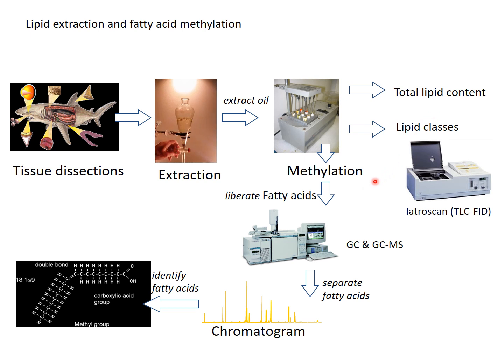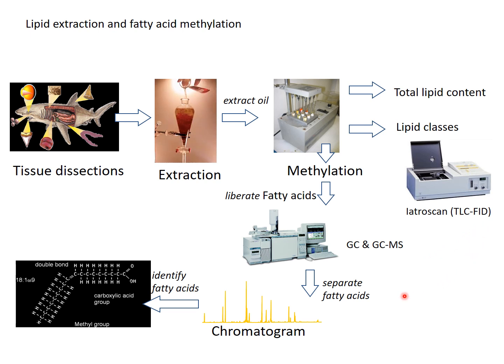We can methylate the extracts to, first of all, liberate the fatty acids and then make those free fatty acids fly on a gas chromatography column, and we can then measure by GC and GC mass spectrometry. Mass spectrometry gives us the identities, and GC, for instance, with a flame ionization detector, would give us the quantities.